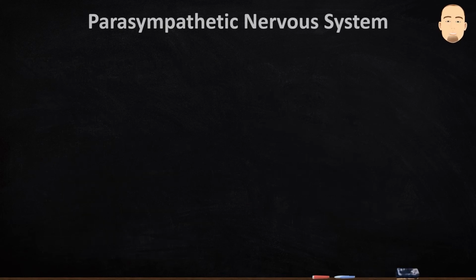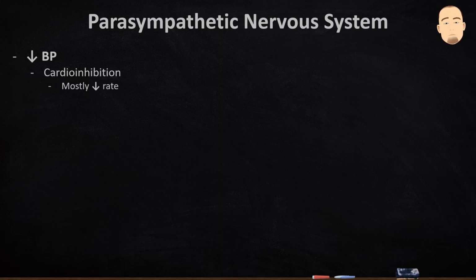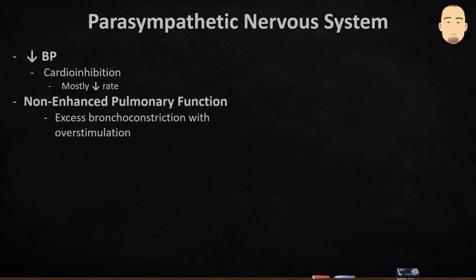Finally, the parasympathetic nervous system summary. The PSNS lowers blood pressure, mostly through a decreased chronotropy. It does not have a profound effect on the force of contraction or inotropy. So again, it's mostly innervating the nodal tissue in the heart. Non-enhanced pulmonary function. What I mean by that is we don't have a dilation of the bronchioles at rest. We don't necessarily have restricted breathing unless we have excess stimulation of the parasympathetic nervous system.